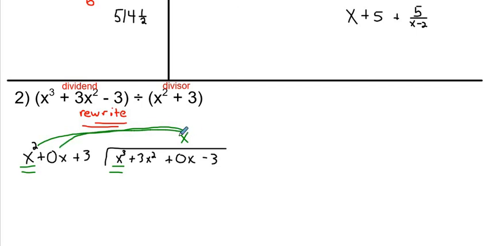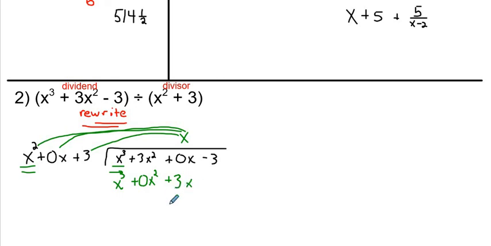And that's where that placeholder is really important. If you don't put that placeholder, things will be jumbled. But watch how nicely it organizes. X times x squared is x cubed, right? And then x times 0x is 0x squared. X times 3 is 3x.